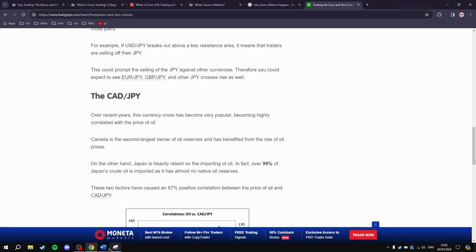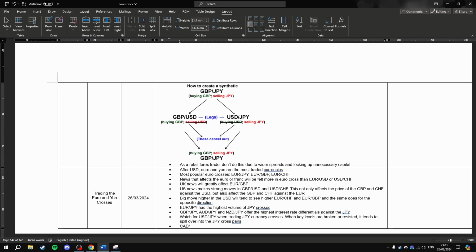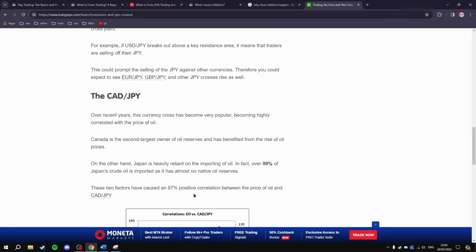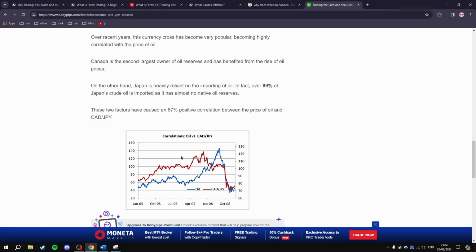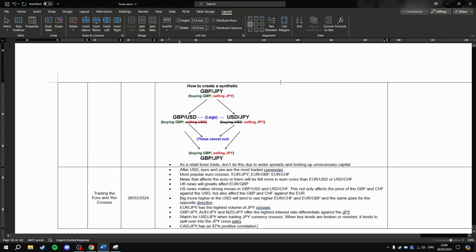So CAD/JPY has an 87% positive correlation with the price of oil. Well, that 87% is a bit iffy.